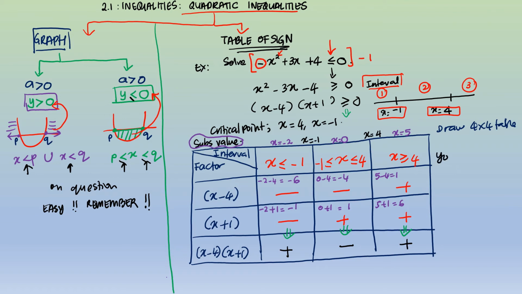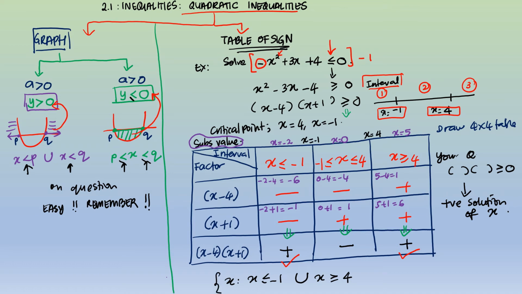Your question is asking about the positive solution. So here we are looking for the positive solution of x. Thus, we look at where our positive lies. Our positive lies here and here. That's it. Our solution will be x less than or equal to -1 union x greater than or equal to 4.